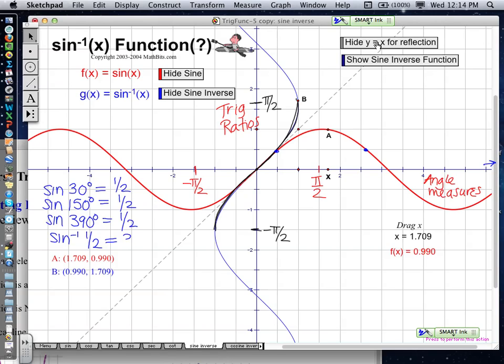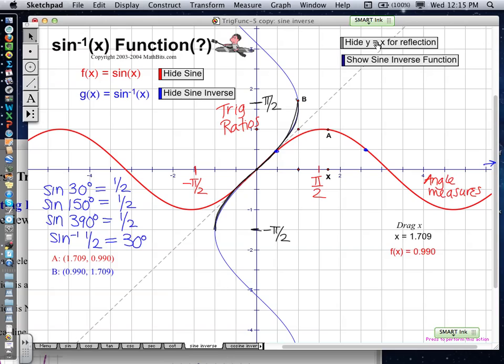30 degrees. Okay? Now, that's sort of interesting because the angle whose sine is a half is also 390 degrees. The angle whose sine is a half is also 150 degrees. Okay? But what we want is to define an inverse function so that for this x value, there's exactly one y value. Okay? For every x, there's exactly one y. That's how you end up with a function.